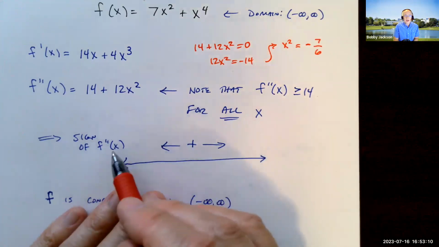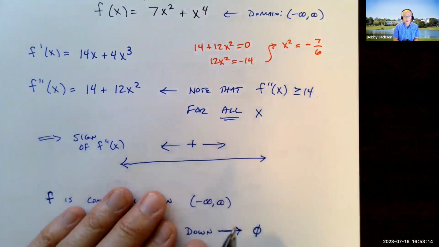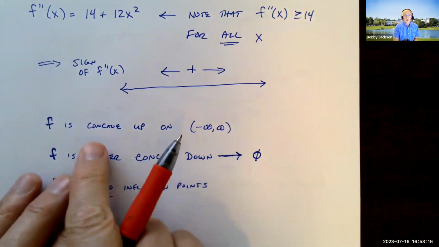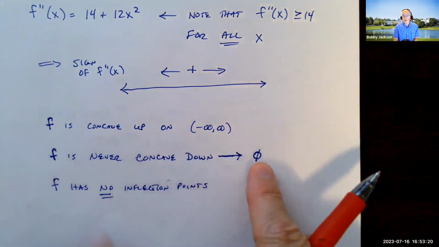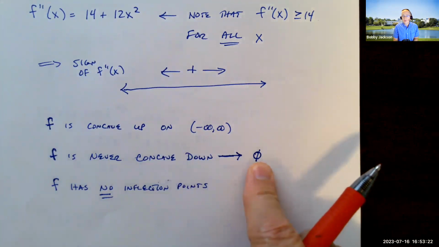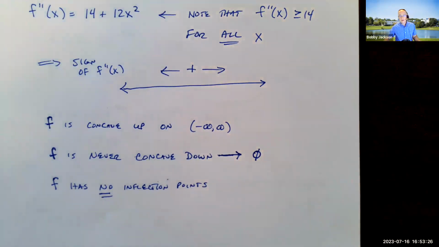If I ask for a sign check in this case, this is what it looks like. There's no place where it's 0 or undefined. Simply then, the function f is concave up for all real numbers. It's never concave down. I believe Achieve wants you to use this symbol for the empty set. And f, of course, has no points of inflection. There's never a change in concavity.